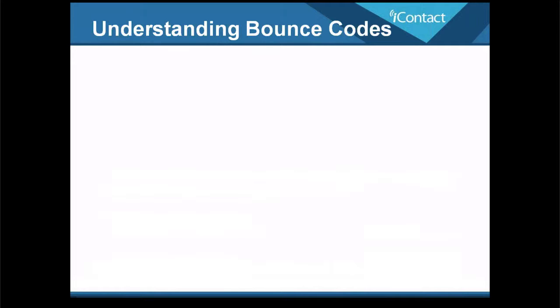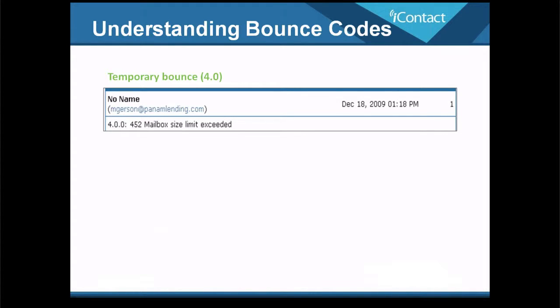So you should make sure to understand bounce codes. In our system, you'll see that under the Reports tab, under each message, you're able to see an expanded listing of the bounce codes. A temporary bounce is indicated by a 4.0. So an example of a temporary bounce could be that the mailbox size limit was exceeded. Whenever there's a temporary or soft bounce, our system will automatically redeliver.